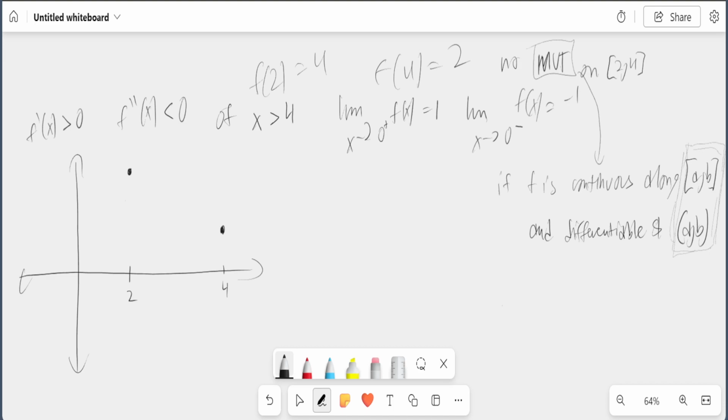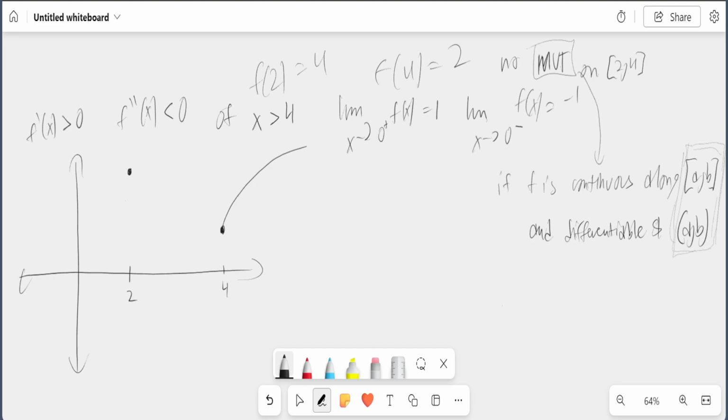So f of 2 is 4, f of 4 is 2, no MVT. So that means it's not continuous along. So if x is greater than 4, let me skip this for one second. If x is greater than 4, f prime of x is greater than 0. So our slope is positive, but the slope's rate of change is decreasing. So it looks like that, right? It's a little bit extreme. I'll do it like that.